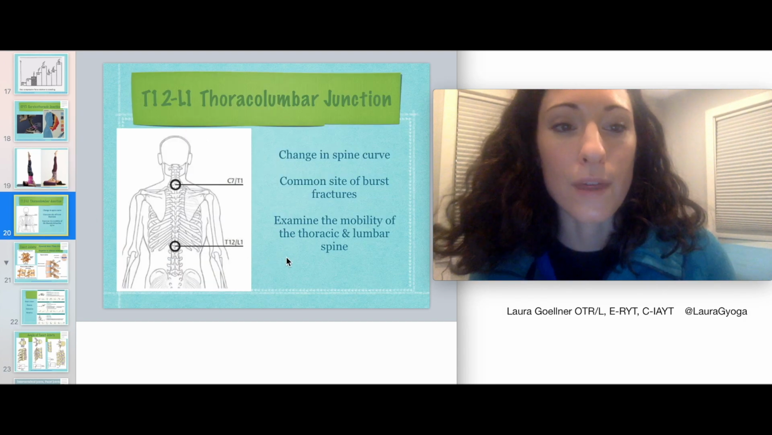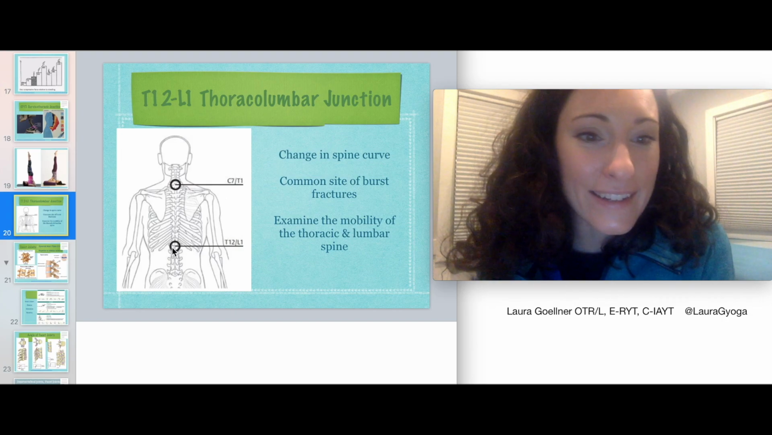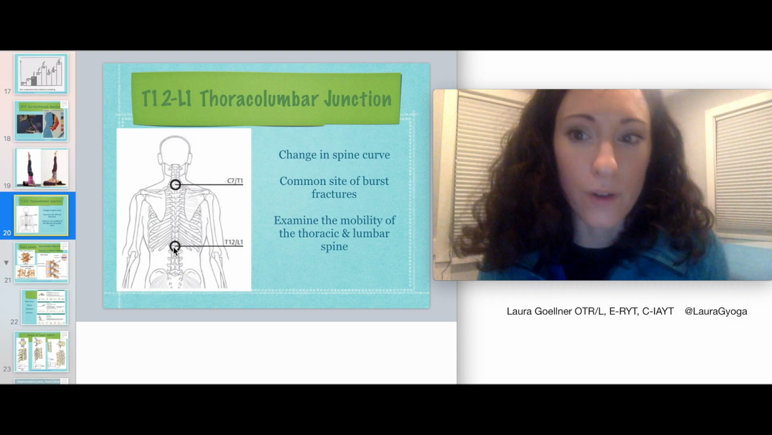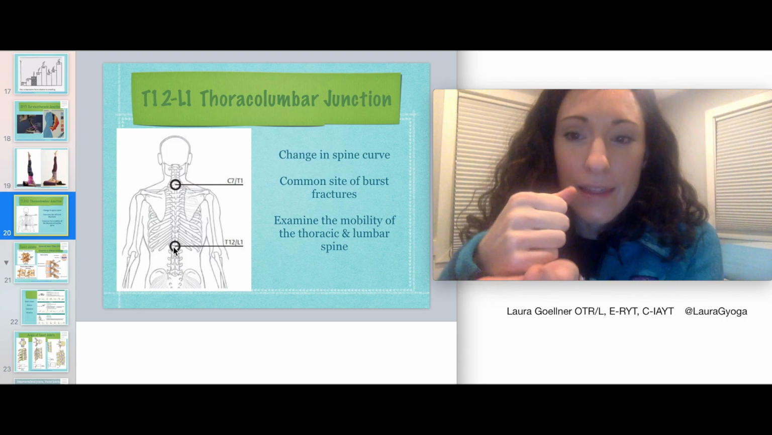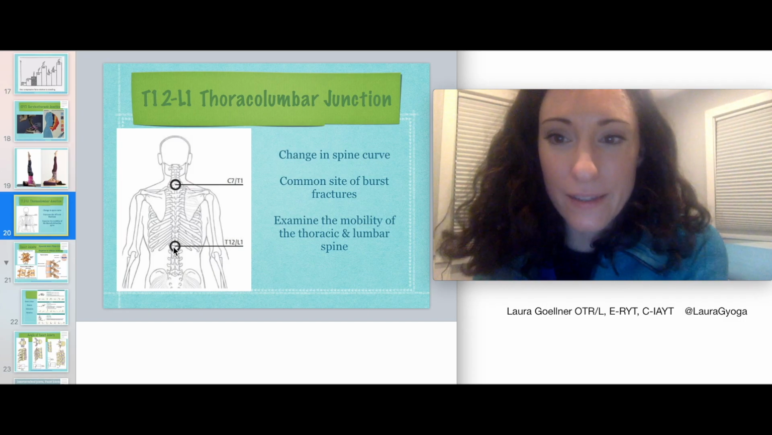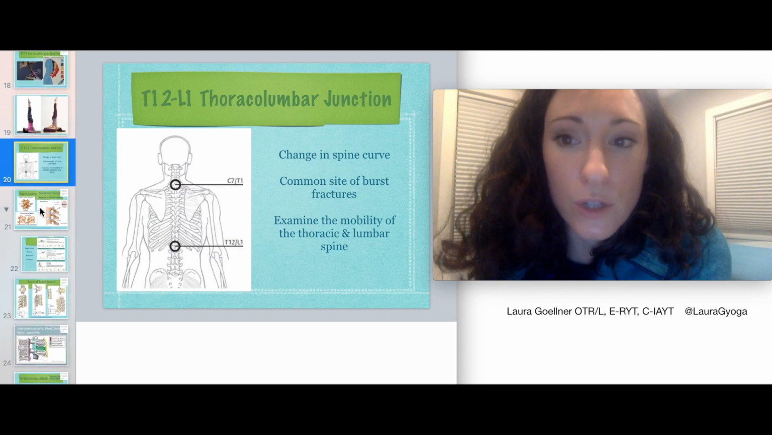All right, so then we go to the next transition point, which is T12 to L1, and there we have it right there. This is the area that has the most incidence of burst fractures. So if there's a compressive force that the bone is not able to tolerate, the body kind of breaks out into pieces, and they call that a burst fracture. Kind of pretty common with somebody who has severe osteoporosis, where the bone is just not able to take the stress.